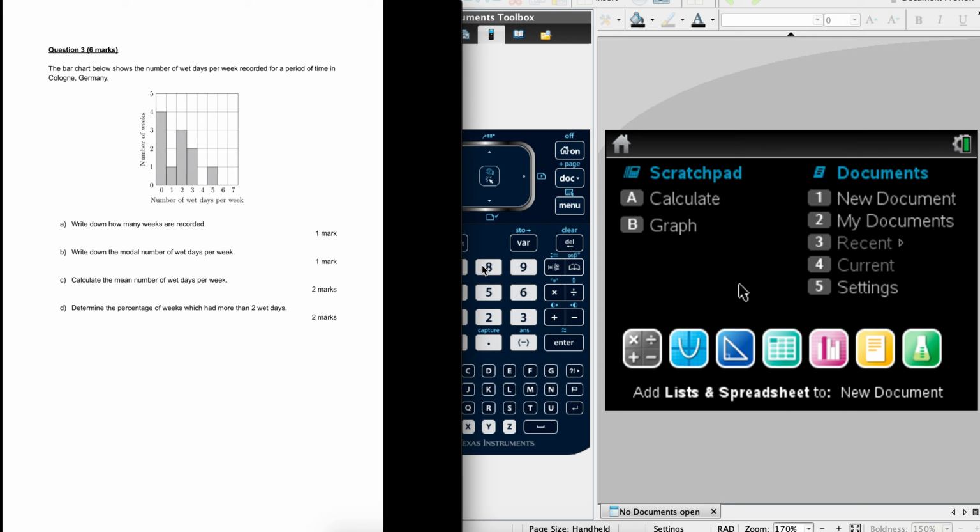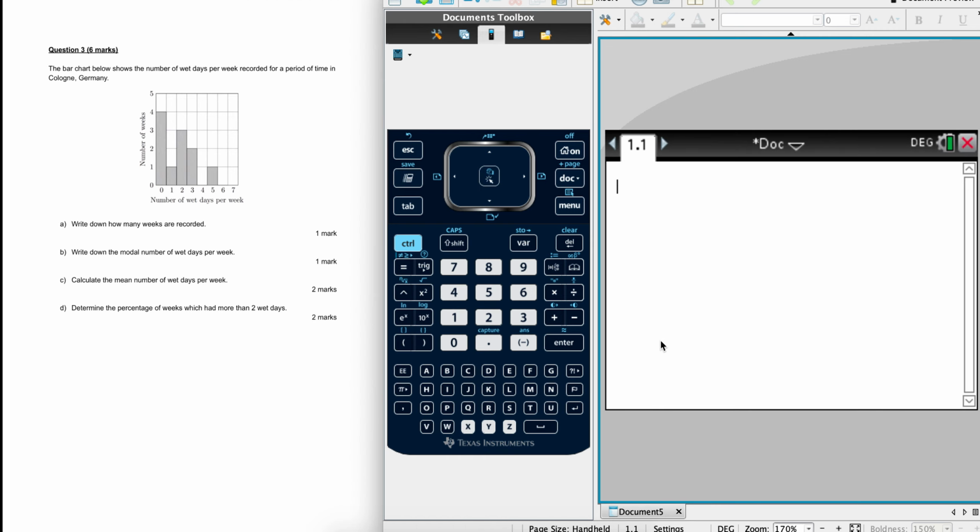We're using the bar chart to help us answer the questions, and it's showing us the number of wet days there were per week and then how many times that happened. So for the first one, we need to say how many weeks were recorded, and to do that, we're going to be adding together the frequency on each bar. So we've got 4 times this happened, 1 time, 3 times, 2 times, and another 1 time. So we're just adding those different ones together.